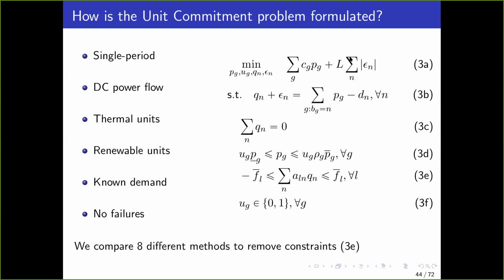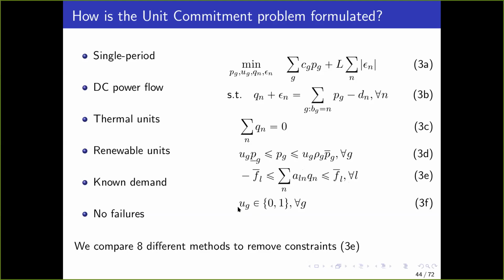The L is just a penalty on the balance equation at each bus. And 3D is the generating constraints, and then 3E is the transmission line constraints. So this A parameter is the PTDF, and this PTDF tells you the impact of injecting 1 megawatt in one bus, how that affects the flows through a given line. And then we have our binary variables.